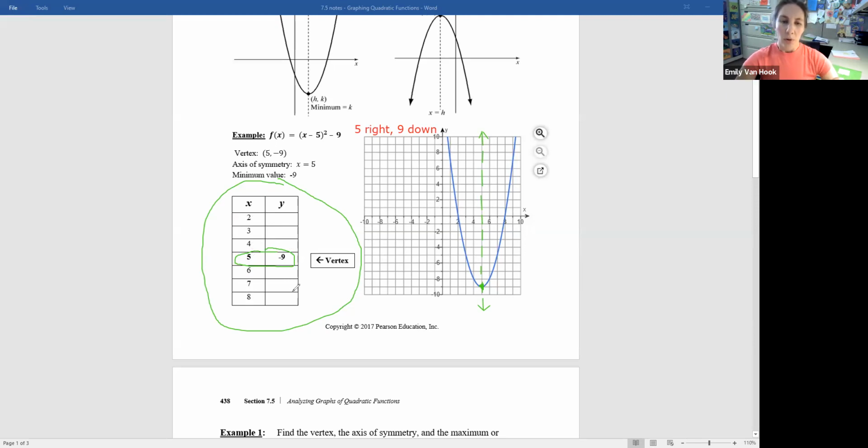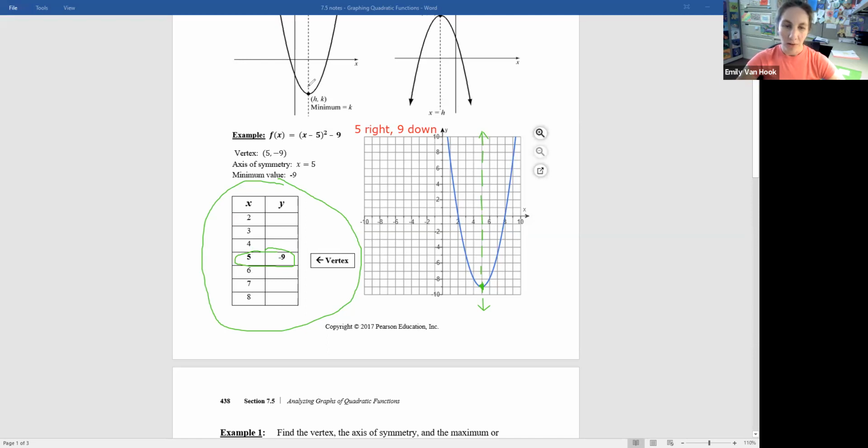So knowing where your vertex is will sort of center your graph and give you some good values to plug in for x. So you're not just randomly picking numbers. Like you might say, oh, I'll pick 0, 0 is easy. But if you plugged in 0 in this function, it would give us a number, but it's going to be pretty big actually, and we're not going to be able to actually graph it on this graph. So anyway, center your vertex in the table and then choose some x values near the vertex to plug in.